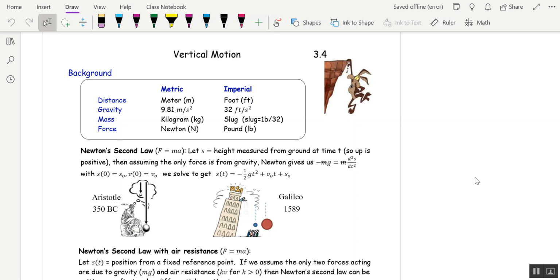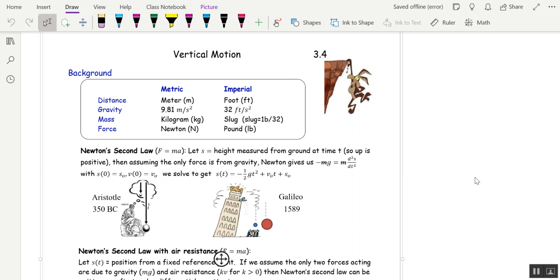Welcome to section 3.4. This is a section on vertical motion. In this unit box, there's really nothing new, nothing you need to know, except for one thing. In the imperial system, sometimes mass and weight are confused. Weight isn't going to be given in pounds. If you want to use the formulas in this section, you're going to need to convert pounds to mass, and the mass in the imperial system is a slug.